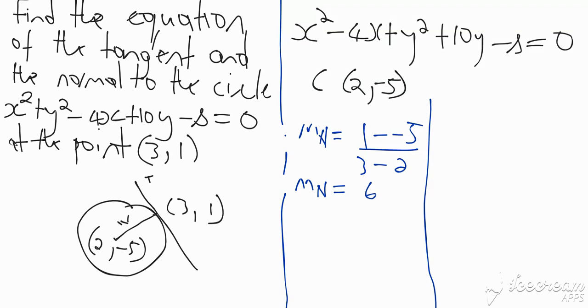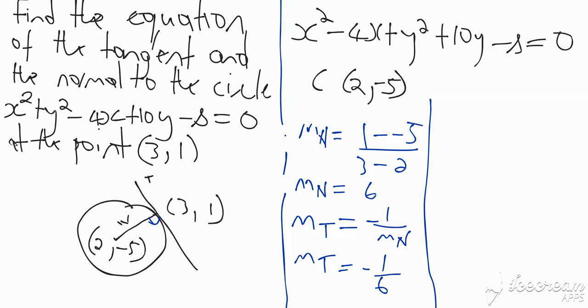We can also deduce the gradient of the tangent at this point. So we could actually say the gradient of a tangent, which is mt, because both of them are perpendicular. So let me put in my perpendicular sign here. The gradient of a tangent is the negative reciprocal of the gradient of the normal. So mt is equal to negative 1 over mn. So the gradient of my tangent is equal to negative 1 over 6.